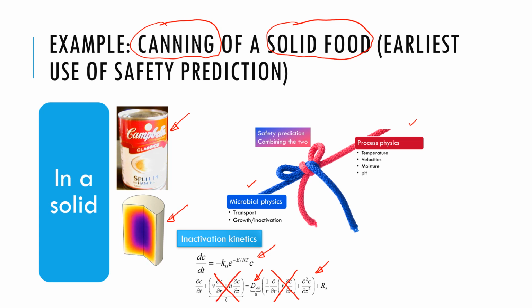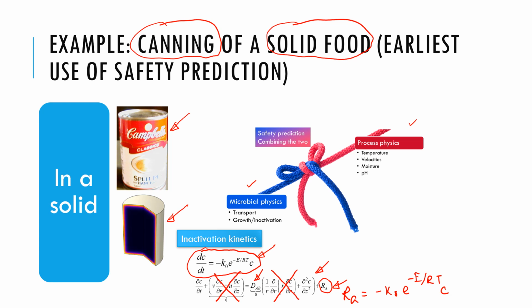And so this framework that we have been saying for bacterial transport can readily incorporate this inactivation kinetics, because your R_A is going to be equal to minus k0 e raised to minus E over RT times C. So we plug that in here and we can nicely compute the bacterial concentration. So we have a framework for the bacterial physics.